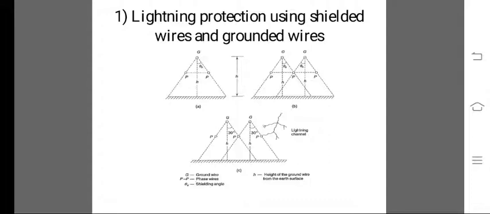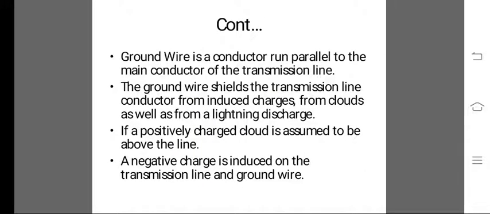Grounded wire is a conductor run parallel to the main conductor of the transmission line, supported on the same tower and earthed at every equally and regularly spaced tower. The ground wire shields the transmission line conductor from induced charges from cloud as well as from a lightning discharge. If a positively charged cloud is assumed to be above the line, a negative charge is induced on the transmission line and ground wire.